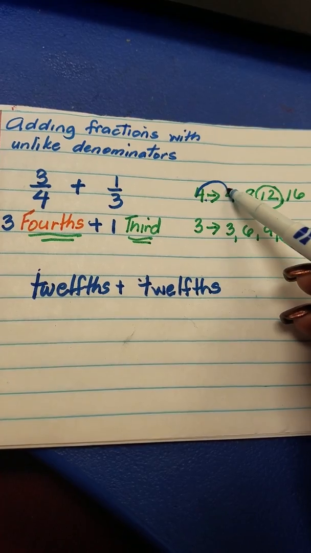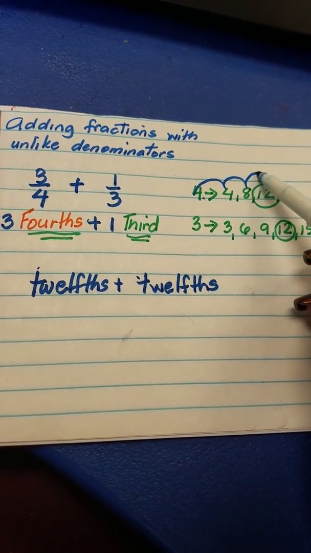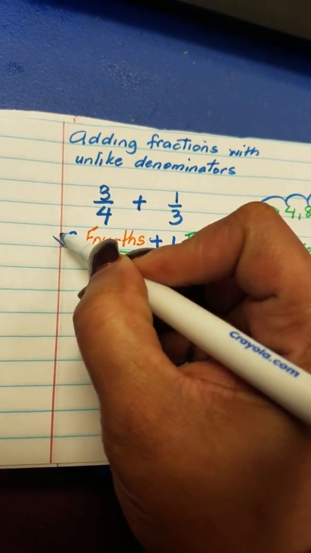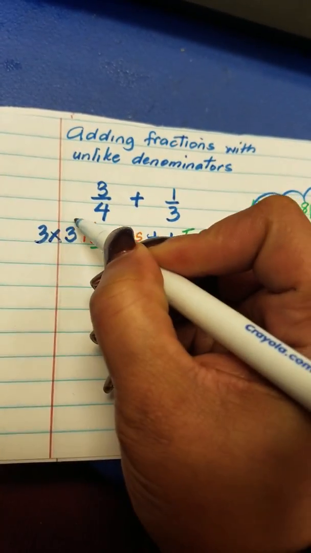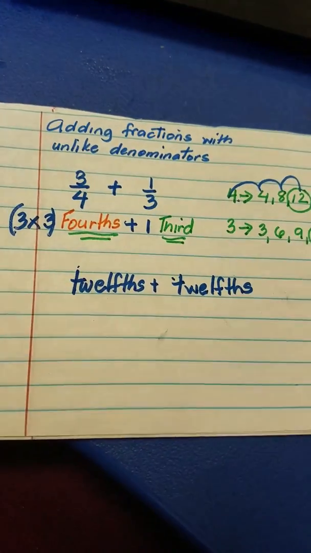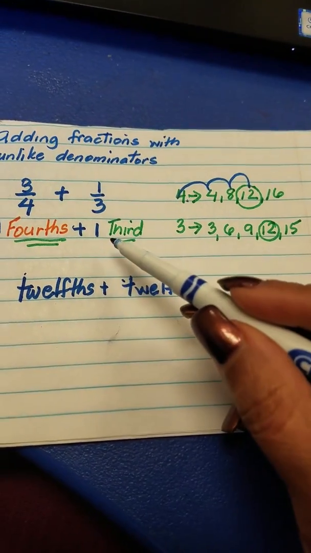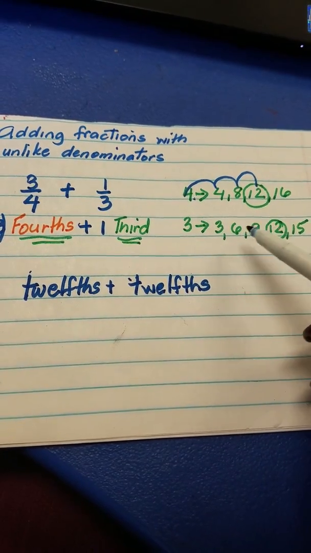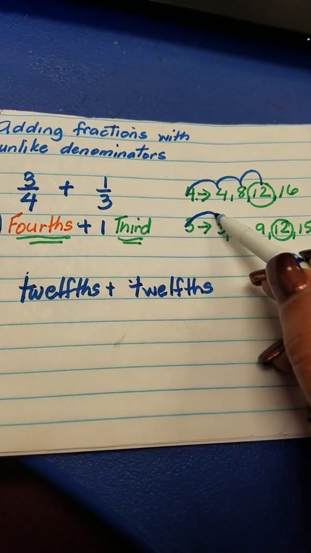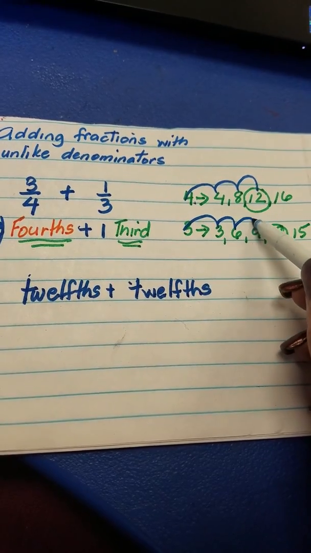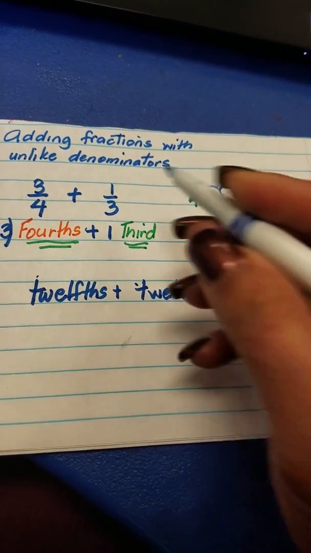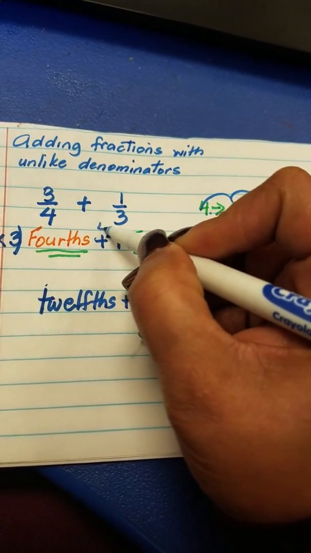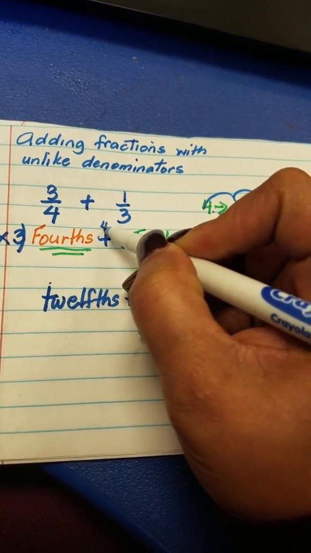That would have been 1 time, 2 times, 3 times. Because we had to move it 3 times, beside that number, we're going to write 3 times, whatever that number was. And we're doing the same thing for that 3, or the thirds. How many moves did we have to make to get to that 12? That would be 1, 2, 3, 4 times. So we're going to multiply that 1 times 4.